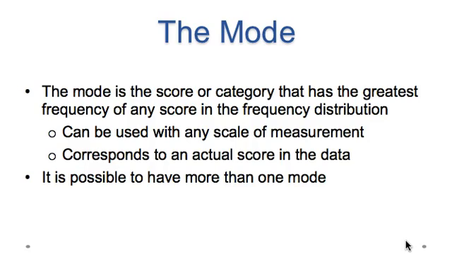A set of data can have no mode, one mode, or more than one mode. If no observation occurs more than once, we say the data have no mode. If a data set has two modes, we say the data are bimodal. If the data set has three or more modes, or data values that occur with the highest frequency, the data set is multimodal.